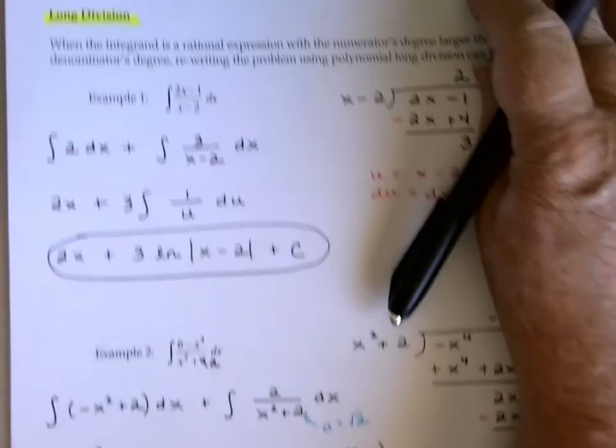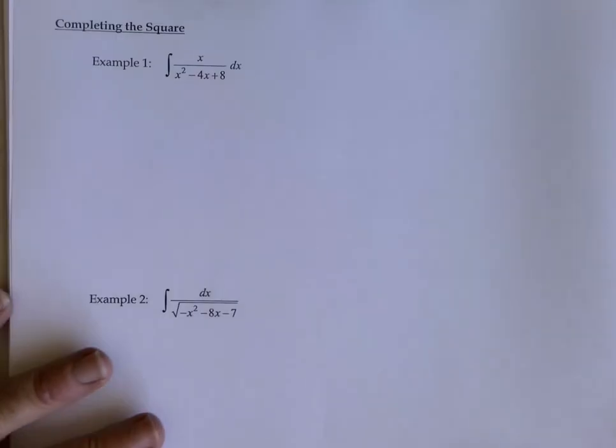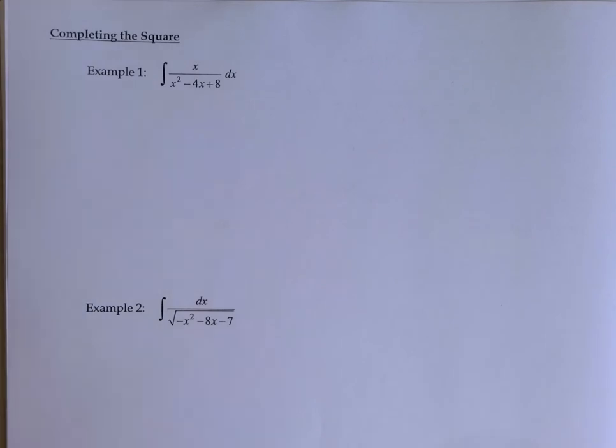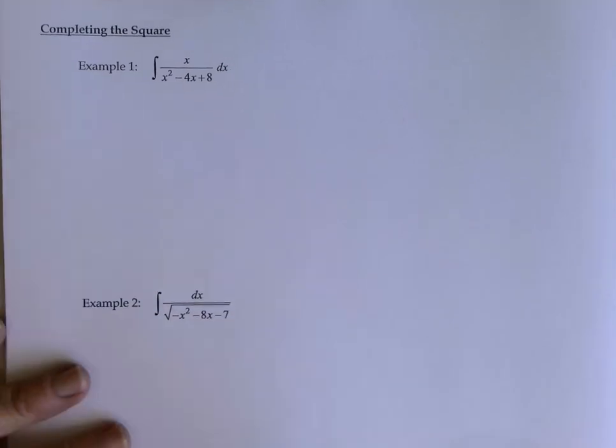All right. Oops, I said that was the last one. I guess I lied. There's one more. This last technique is completing the square. Just another algebra trick that we can sometimes use.